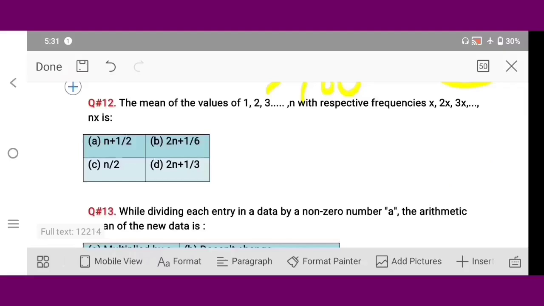Question number 12. The mean of the values of 1, 2, 3 up to n with respective frequencies x, 2x, 3x up to nx is, options are A, n plus 1 by 2, B, 2n plus 1 by 6, C, n by 2, D, 2n plus 1 by 3.